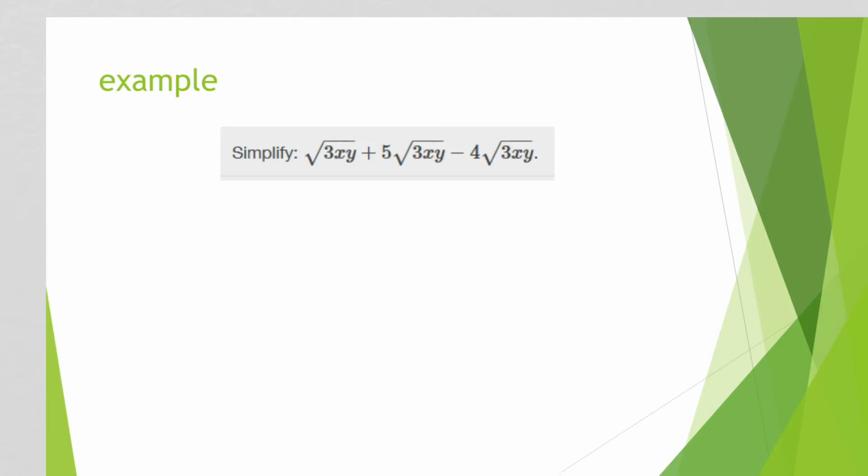All right, so I'm going to go ahead and write it because it might help you remember that we need to do, let's see here, 1 plus 5, which is 6. 6 minus 4 is 2. So we have 2 square roots of 3xy, and that's it.